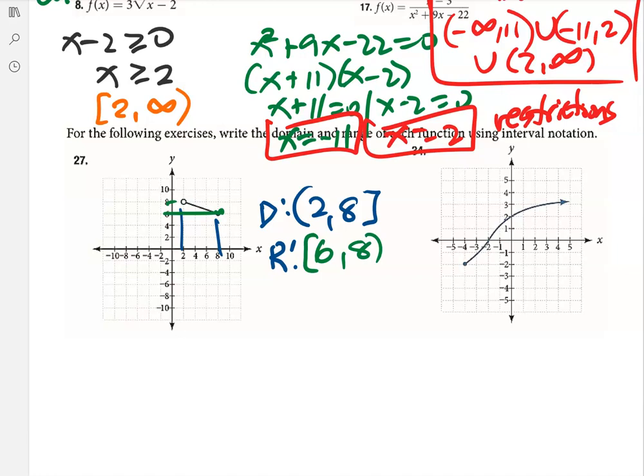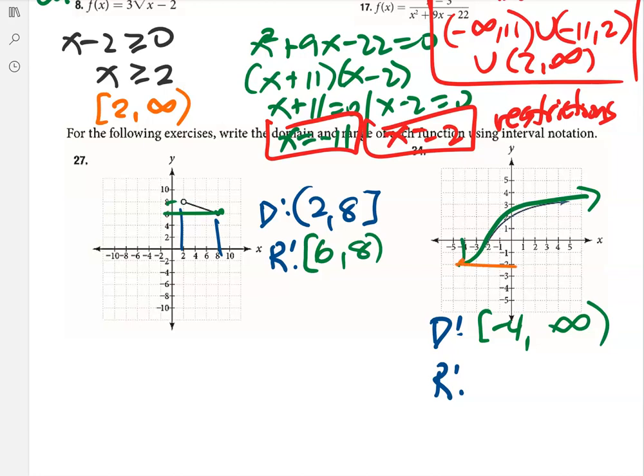Next, and the last one for this section, domain and range. Left to right, everything here is from negative 4, and this continues to the right, meaning up to infinity. And then range, the bottom part here is this. There's a point here, so that is negative 2. And again, this graph is continuous, so that is up to positive infinity. And that's it for section 1.2.